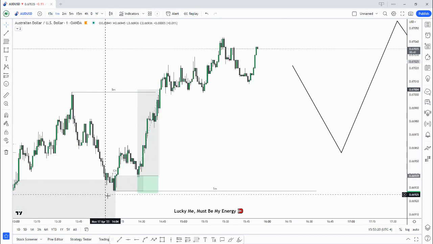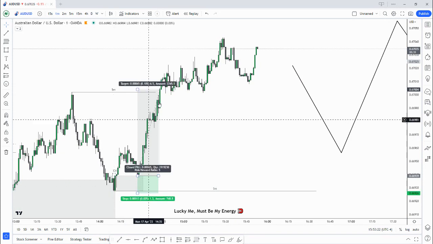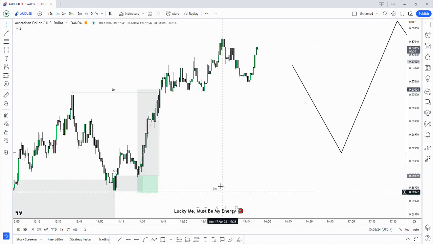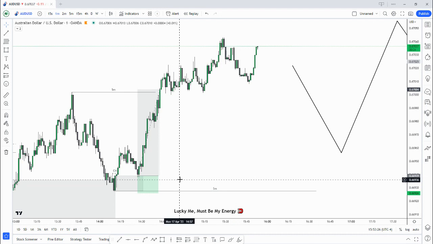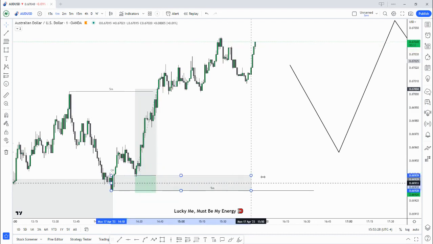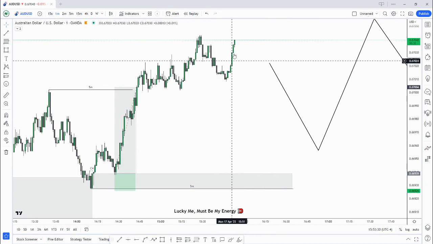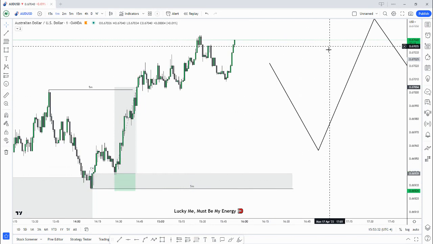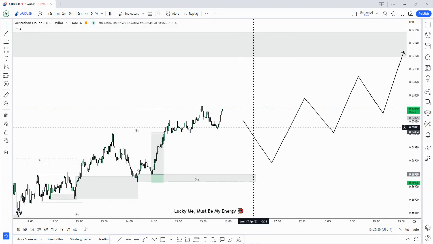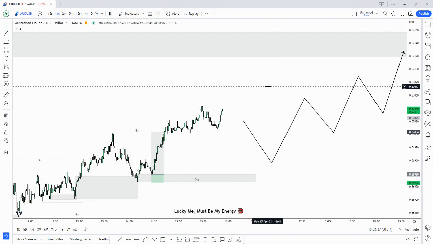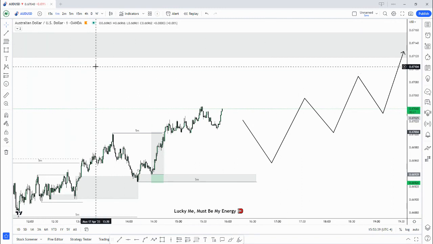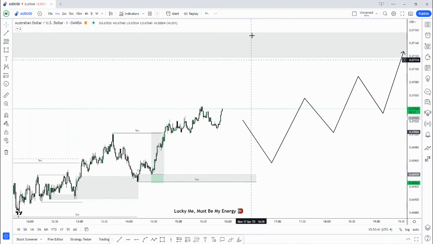Well, we know that because this low caused this break of structure, this is likely to remain a protected low down here. So we can assume that at some point in the future, price is likely going to trade down into it. And based on our expectation of order flow and what we know using hindsight from back on the 15-minute chart, you can expect price to come up higher in here.